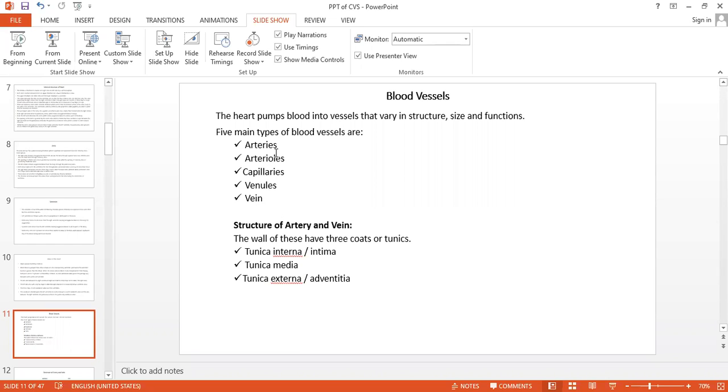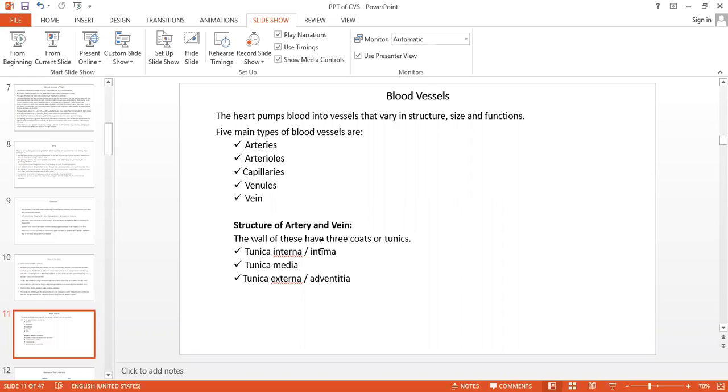Arteries carry oxygenated blood. The artery, the big blood vessel, divides into arterioles, which again redivide into capillaries, minute blood vessels. These capillaries reunite from the tissues and form the venules. These venules combine to form again the big vein. Now we will see the difference between the artery and vein. But meanwhile, we will see the structure of the artery and vein.